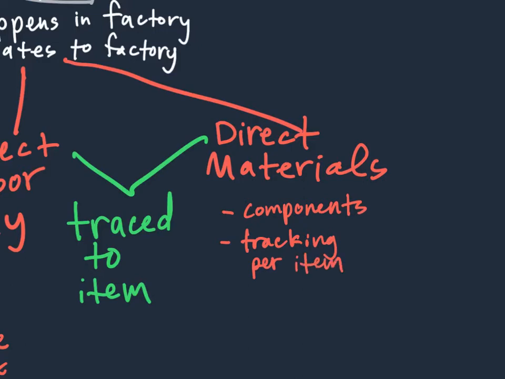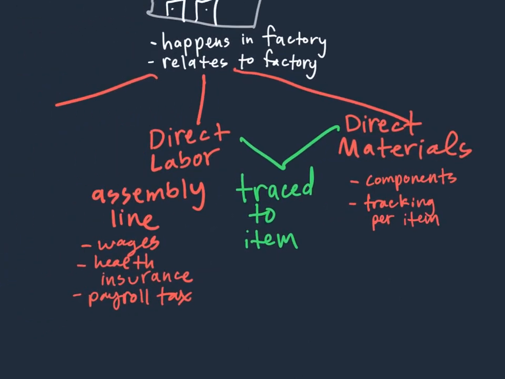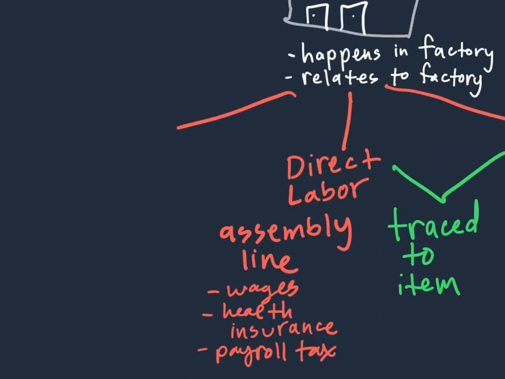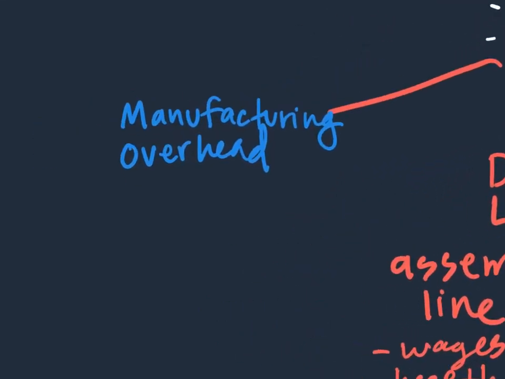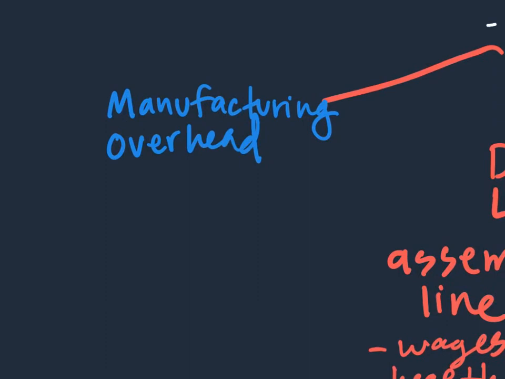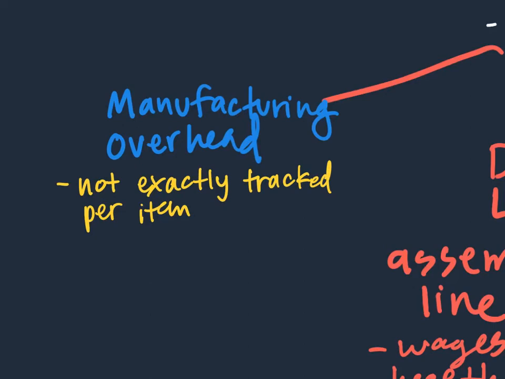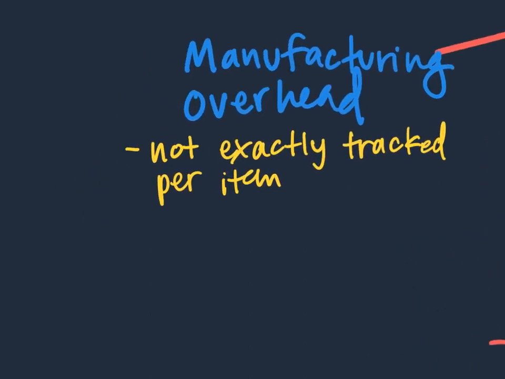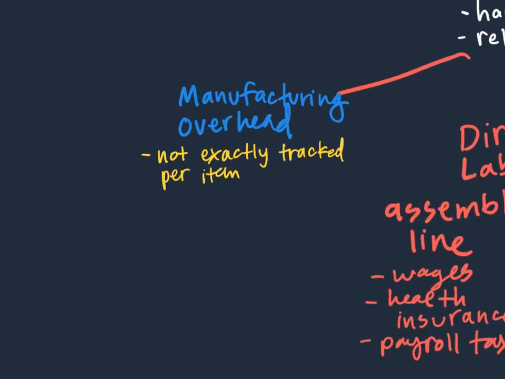So now let's talk about our third type of product cost over here, which is an indirect cost, and it is called manufacturing overhead. And what I mean by indirect costs is that these costs are not exactly tracked per item. So now we're going to add some more branches to our cost tree because it turns out there are 3 kinds of manufacturing overhead. So we're going to go ahead and put 3 more branches on our tree.